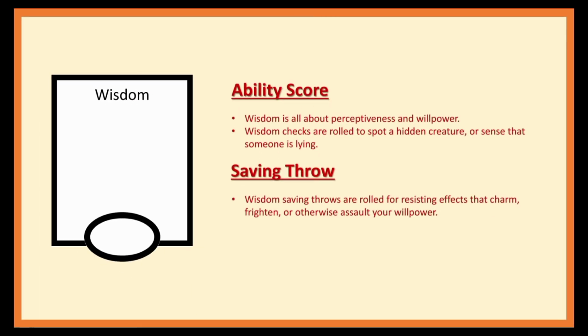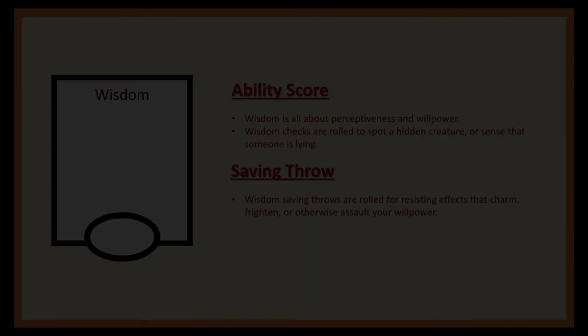When you make a wisdom saving throw, you roll to try and resist effects that charm, frighten, or otherwise assault your willpower. For example, if there's an entity that tries to mind control you into being their minion, make a saving throw to make sure you resist or you fall under the entity's effect.